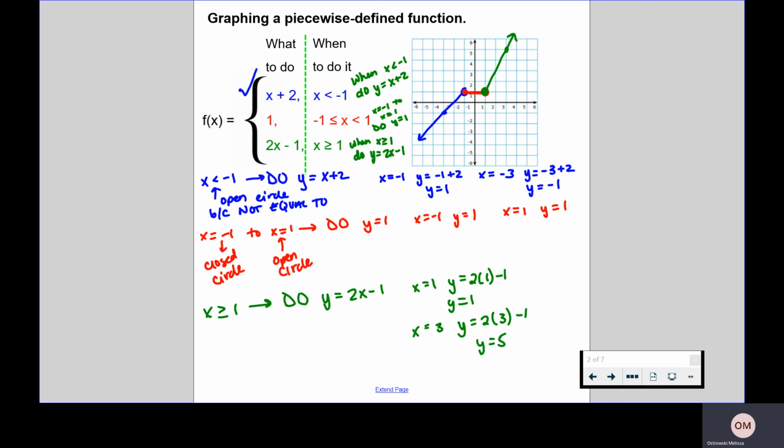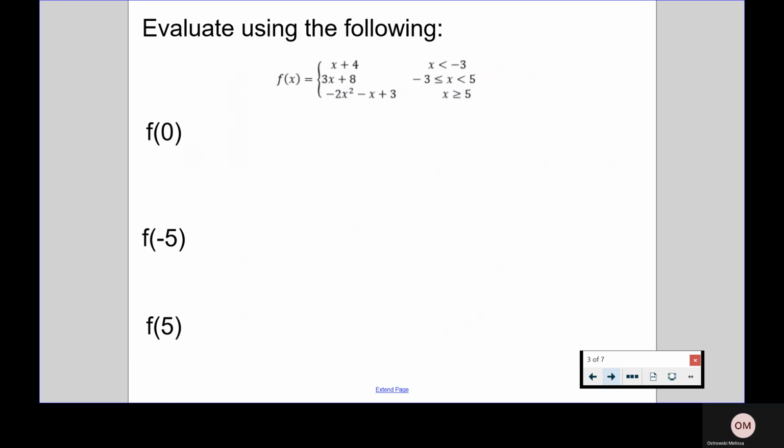We don't typically graph them just because we don't graph a ton of lines in here, but I'll probably have you practice it more. We evaluate, so that's what's going to be next. When you evaluate, you just get a value.